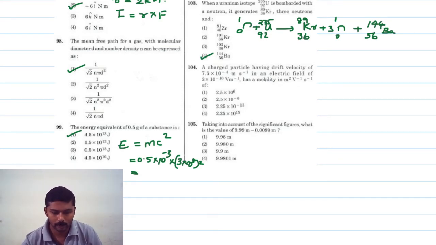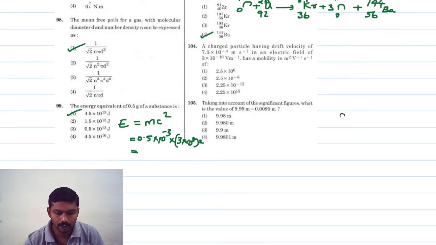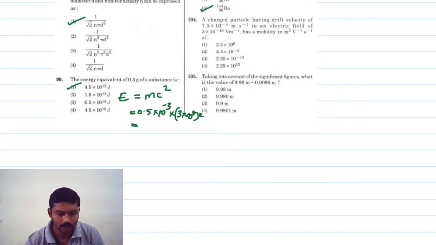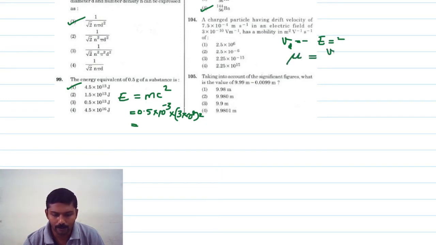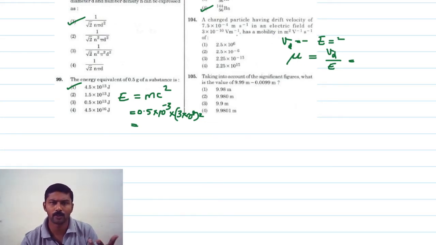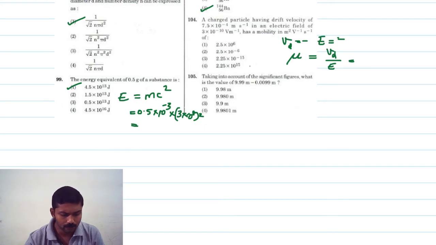Okay, now let's look at the next question. A charged particle having drift velocity is given, and the electric field is also given. You have to find mobility. Mobility is equal to drift velocity per unit electric field. You just divide the drift velocity, already given in SI unit meter per second, by the electric field in volt per meter. You don't have to convert anything, just substitute it. You will probably get 2.5 into 10 to the power 6, which is the first option, the right answer. Do it and see.